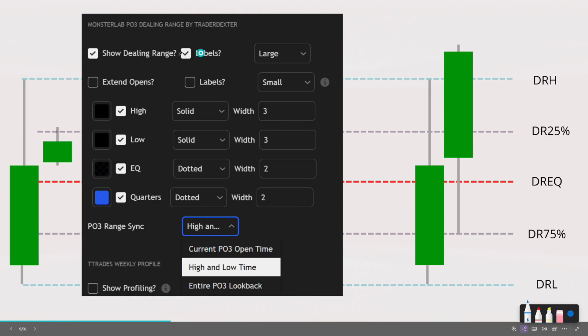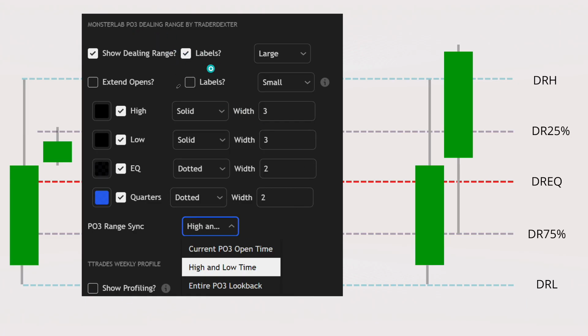This is the dashboard for the dealing range. Okay, Monster Lab power of three dealing range. You can use here the dealing range, the labels for the dealing range high, 25, equilibrium, and you can use the high, low, equilibrium, quarters, and the range synchronization. You can take the current power of three time, high and low time, and the entry power of three look back.